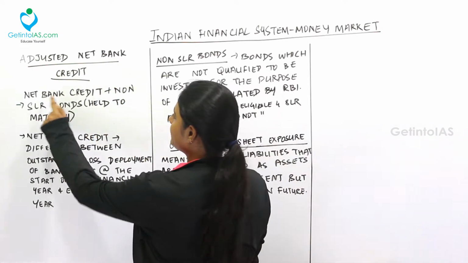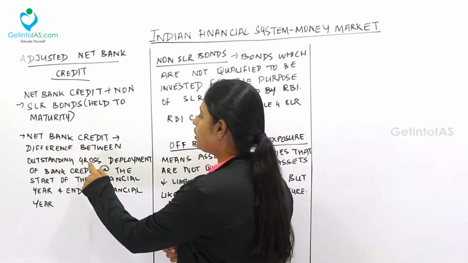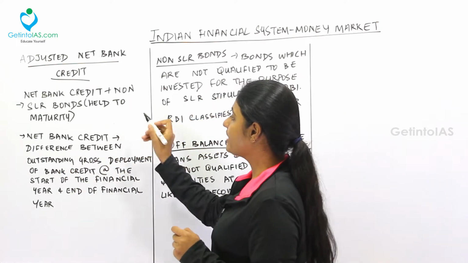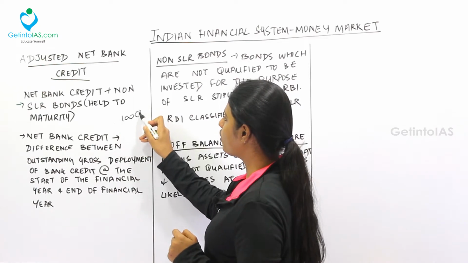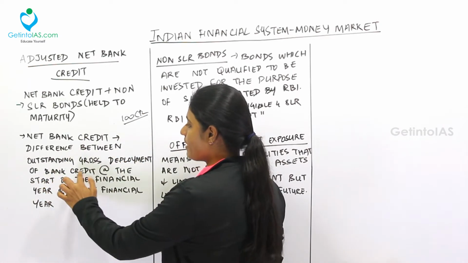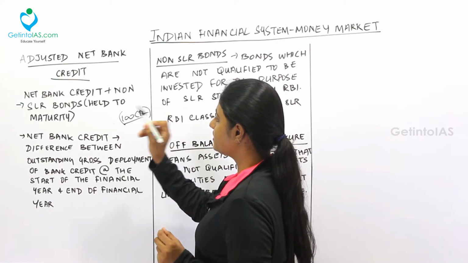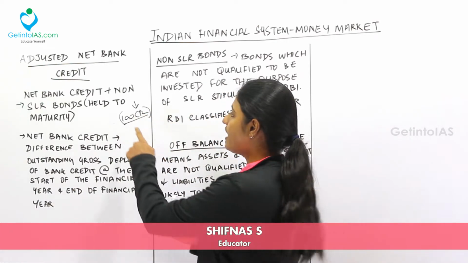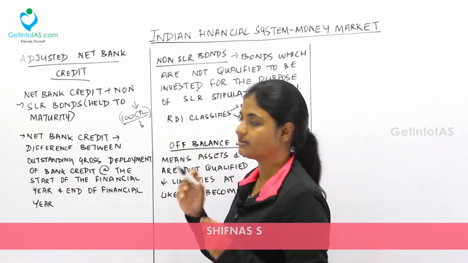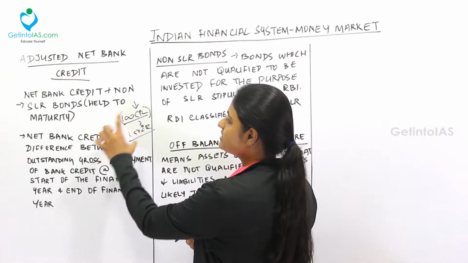What is net bank credit? Net bank credit is the difference between outstanding gross deployment of bank credit. See, if this year the bank has decided to give a loan of rupees 100 crore, that is the outstanding gross deployment of bank credit at the start of the financial year. And at the end of the financial year, how much have they lent? For example, say 150 crore they have lent to the people. So this is called the net bank credit.